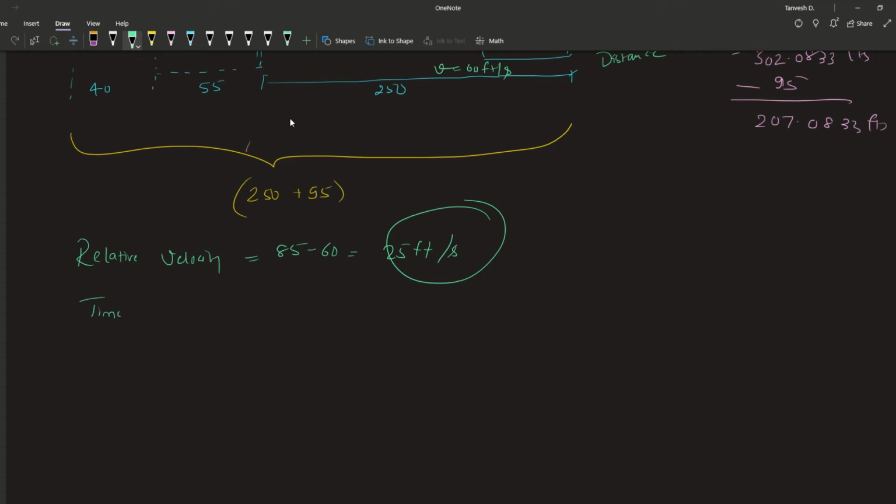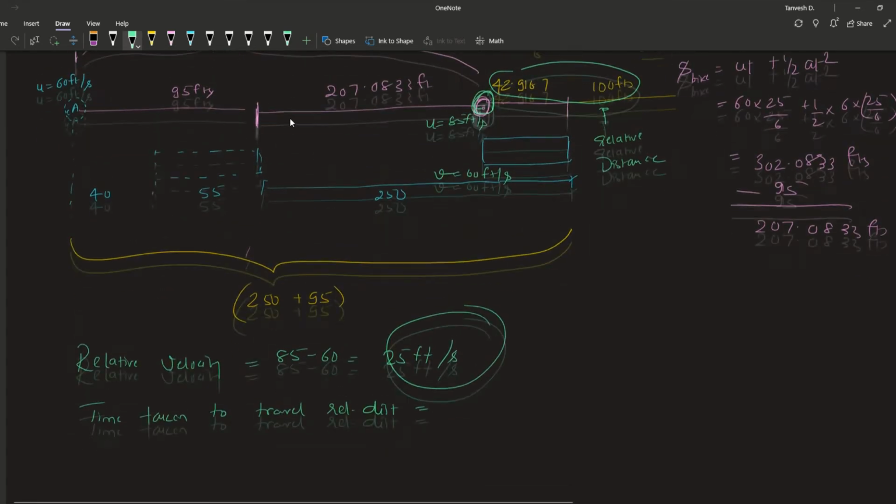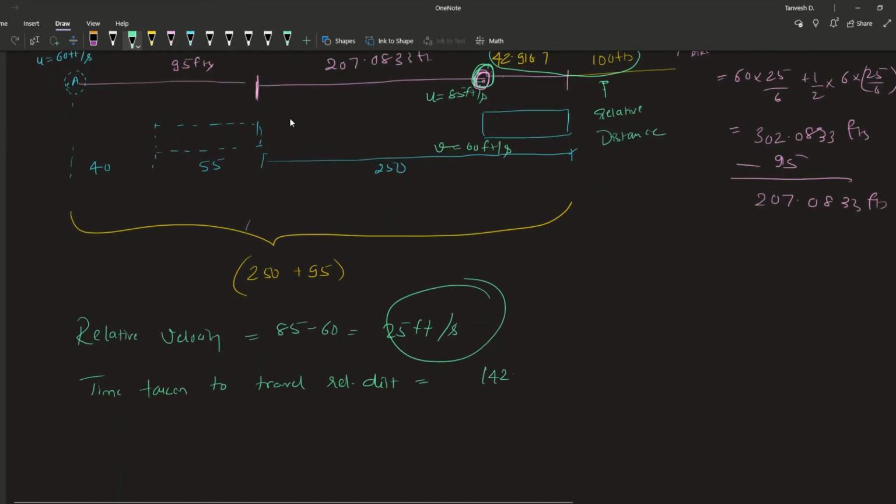So how much time is taken? Time taken to travel a relative distance is equal to 142.9167 divided by 25, which is equal to 5.71667 seconds. So this much time is required for the bike to come 100 feet ahead of the truck.